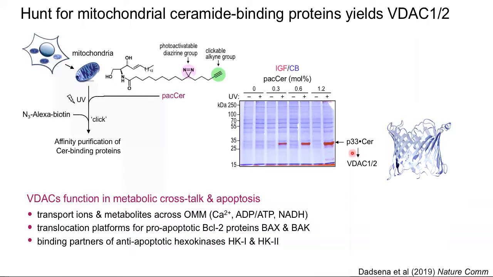And mass spec analysis of the affinity-purified cross-linked lipid-protein complex showed that this 33 kilodalton protein actually corresponds to the voltage-dependent anion channels VDAC1 and 2. Now, VDACs reside in the outer mitochondrial membrane, where they play a crucial role in metabolic crosstalk between the cytosol and mitochondria. But in addition, VDACs also function as mitochondrial translocation platforms for both pro-apoptotic proteins such as BAX, as well as anti-apoptotic proteins such as hexokinases.